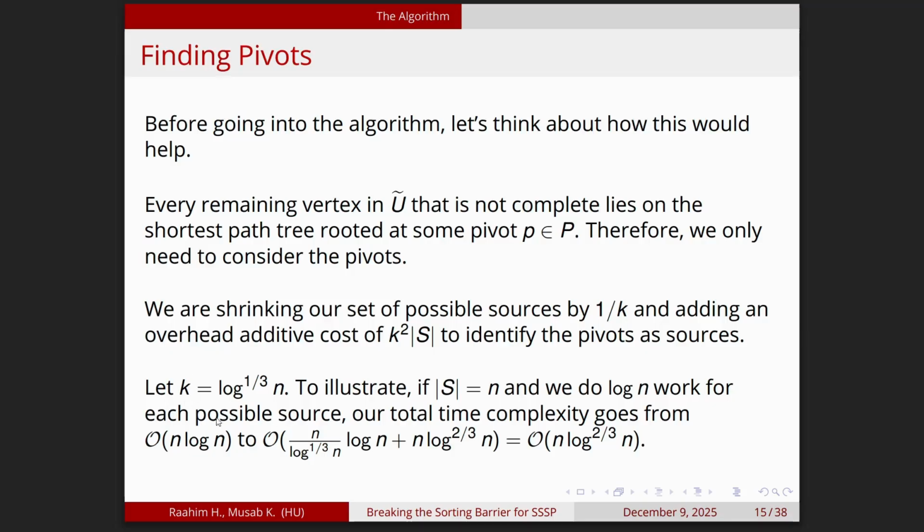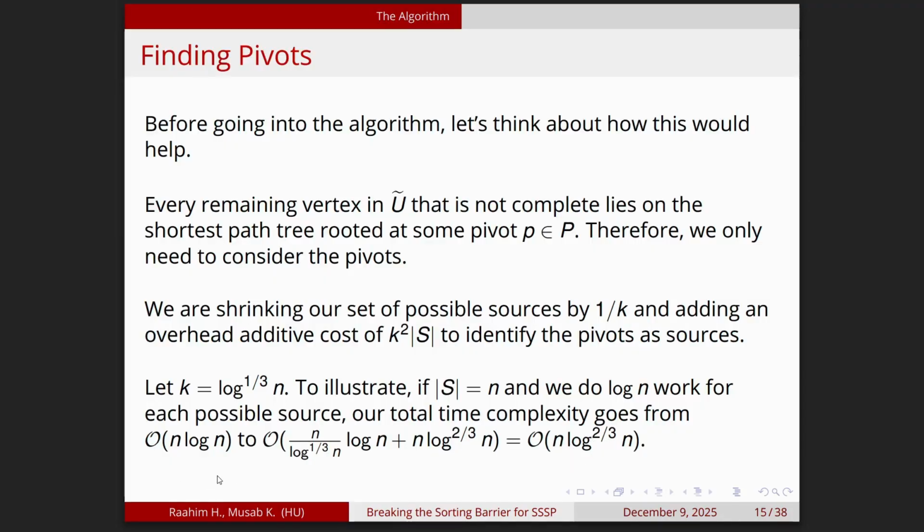Let's set k equal to log n to the one third. If we have the set of sources be all of the nodes, so the size of the set of sources is n, and we are going to do log n work for each possible source, our total work is going to be O of n log n, because it's n sources, log n work for each source. However, if we identify the set of pivots first, the size of the set of pivots is going to be n over k, where k is log n to the one third. We're going to do log n work for each pivot. And in identifying these pivots, we've done n times k squared, where k squared is log n to the two thirds, work. Our time complexity actually works out to be n times log n to the two thirds, which is clearly less than n log n.